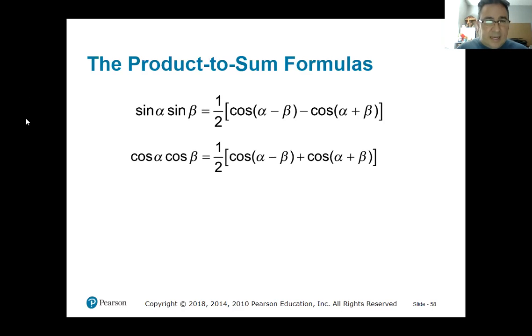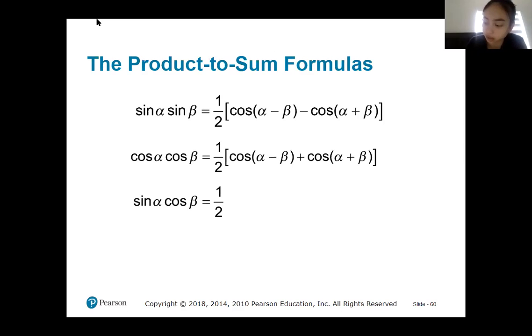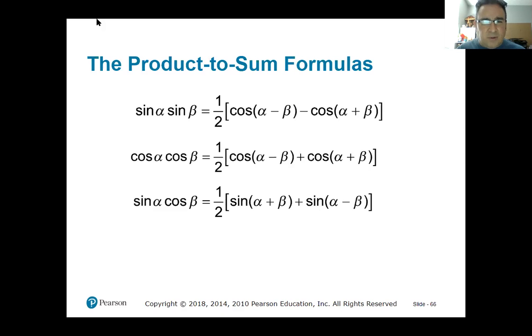All right. Next one, sine alpha, cosine beta. Anybody else? We'll give a countdown, otherwise we're back on Giselle. 5, 4, 3, 2, 1. All right, Giselle. That's going to be 1/2 of brackets sine a plus b plus sine of a minus b. Good job.